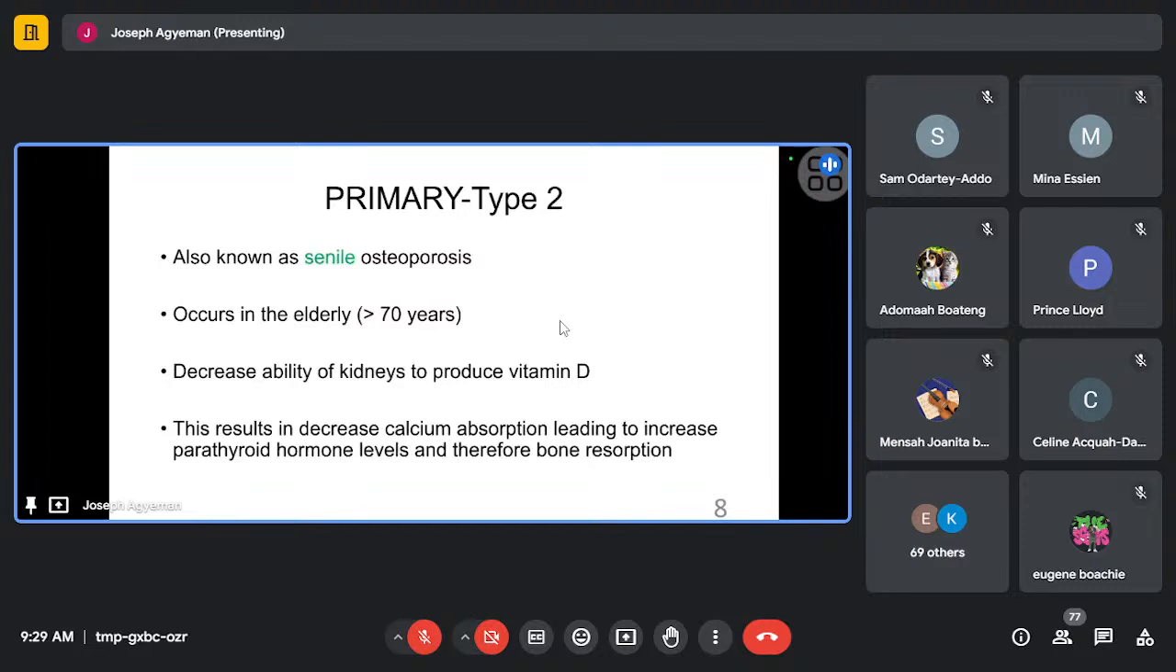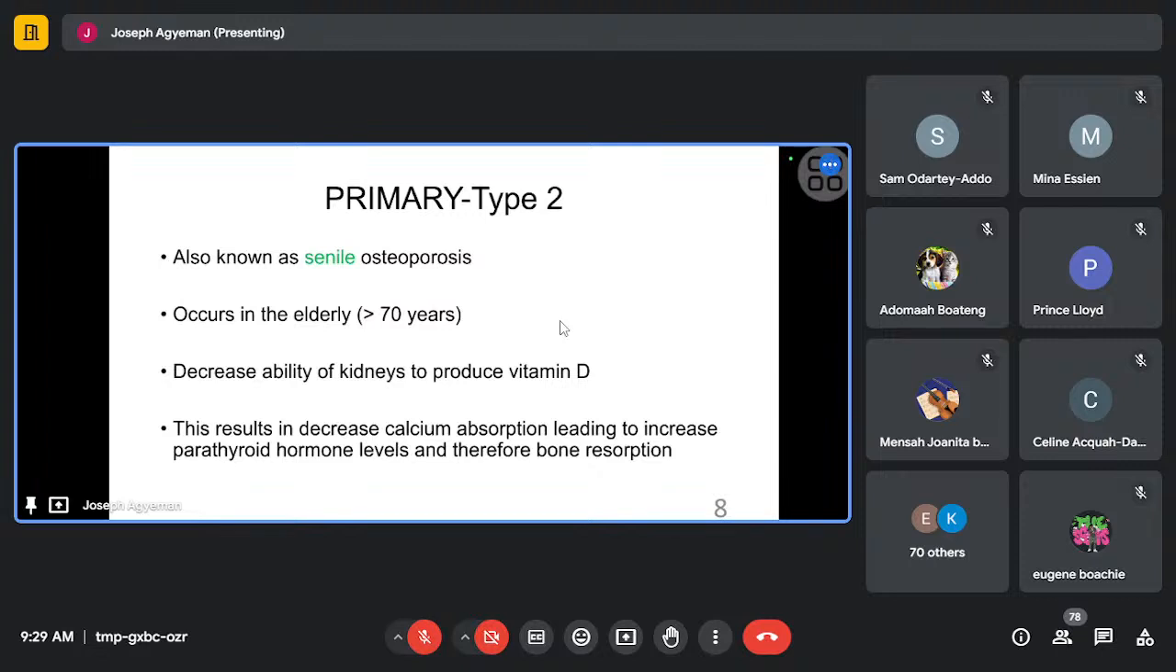So if you are very old, then it is termed type 2 or senile type of osteoporosis. And therefore it occurs in the elderly, those above 70 years. We all know the impact of aging when it comes to so many types of conditions. Of course, when you are aging, all your organ functions will be going down. And therefore, even if you don't fall sick, the age alone will eventually kill you.